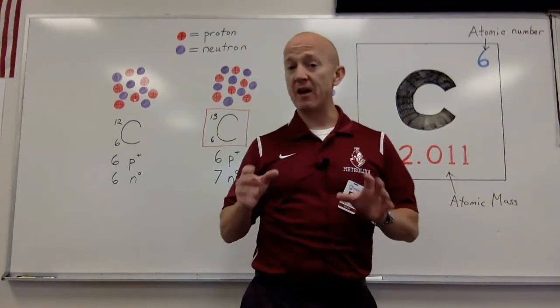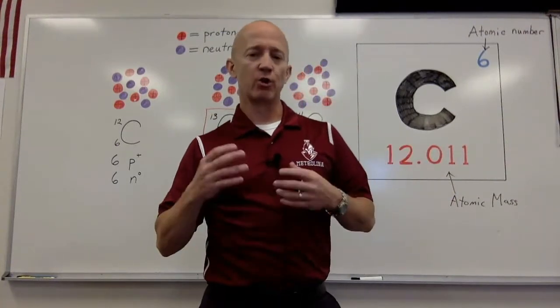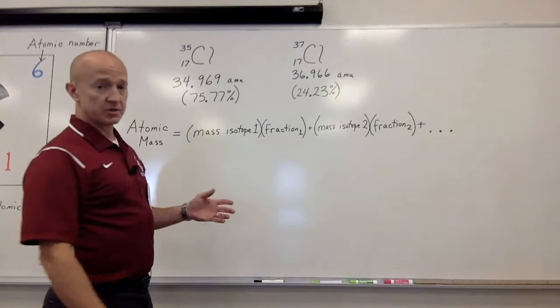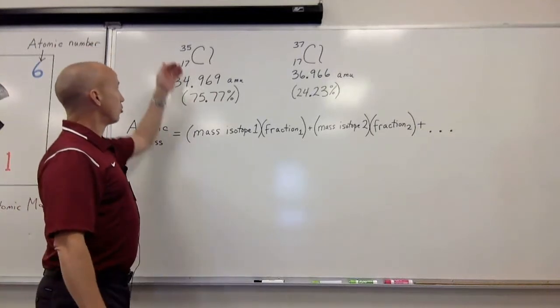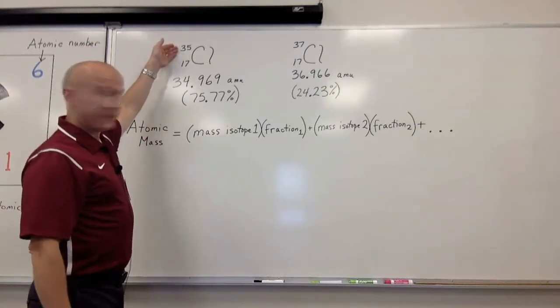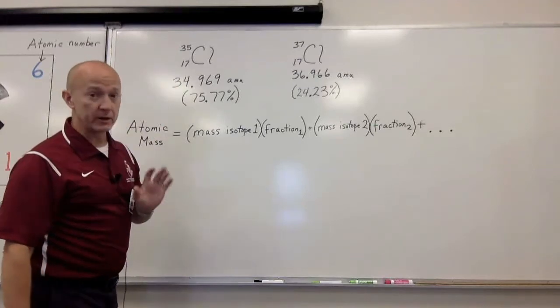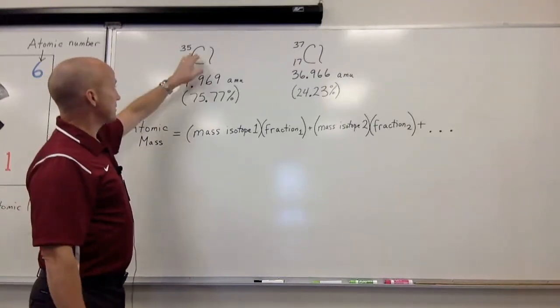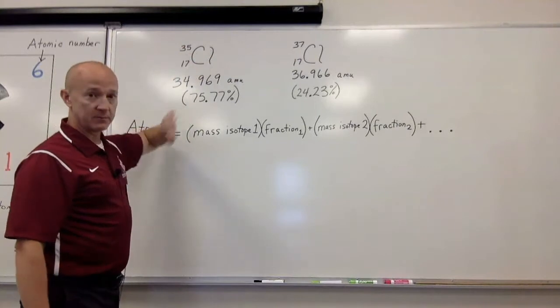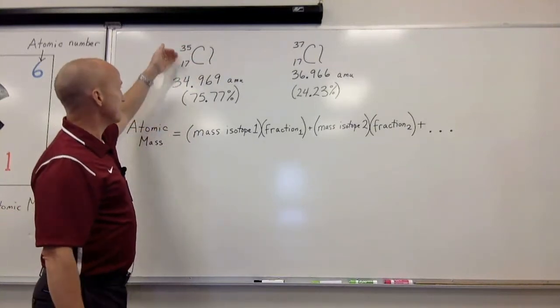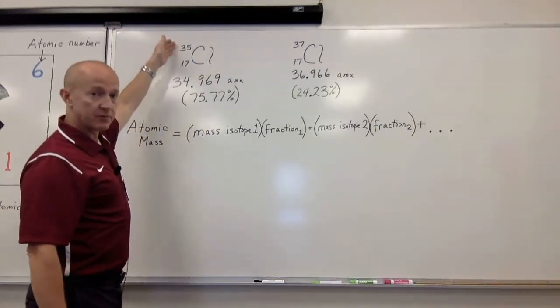So for an example of how this is done, let's take a look at chlorine. Chlorine has two isotopes. One is what we call chlorine 35. It has 17 protons, as chlorine always does. And this particular isotope has 18 neutrons. 17 plus 18 yields a mass number of 35.